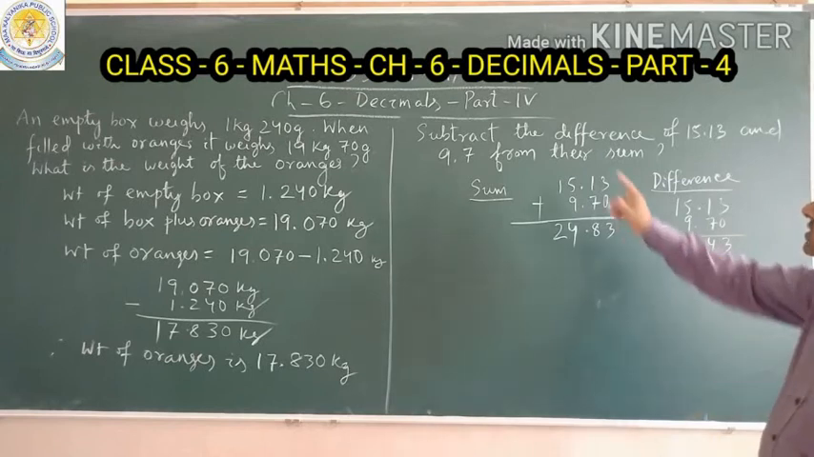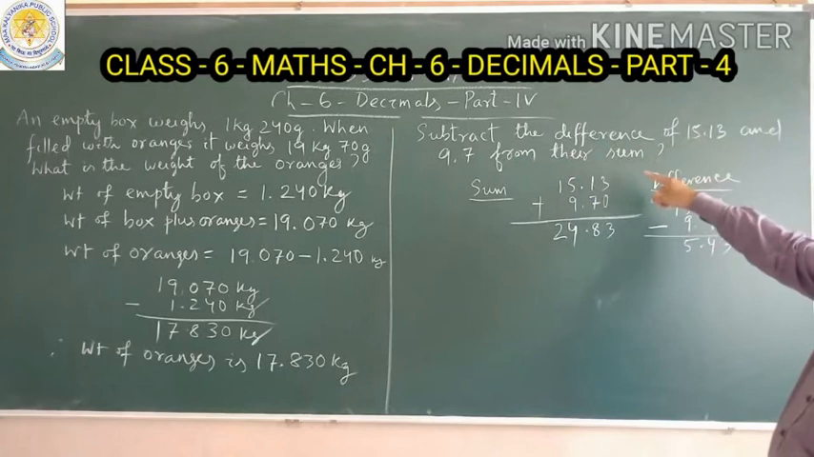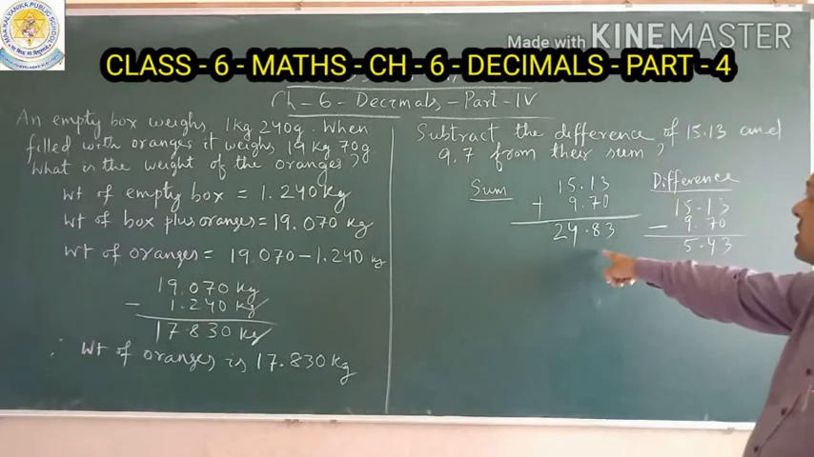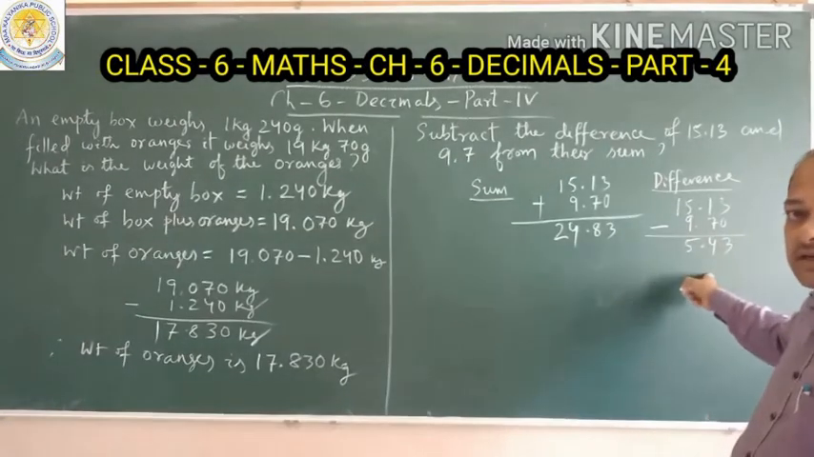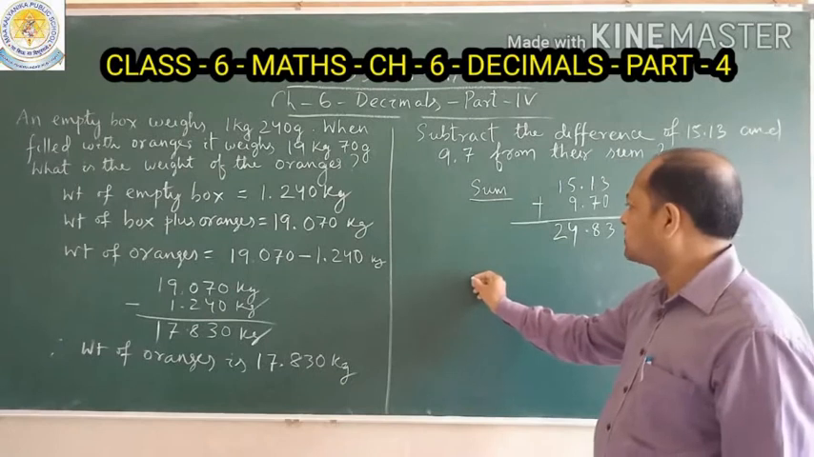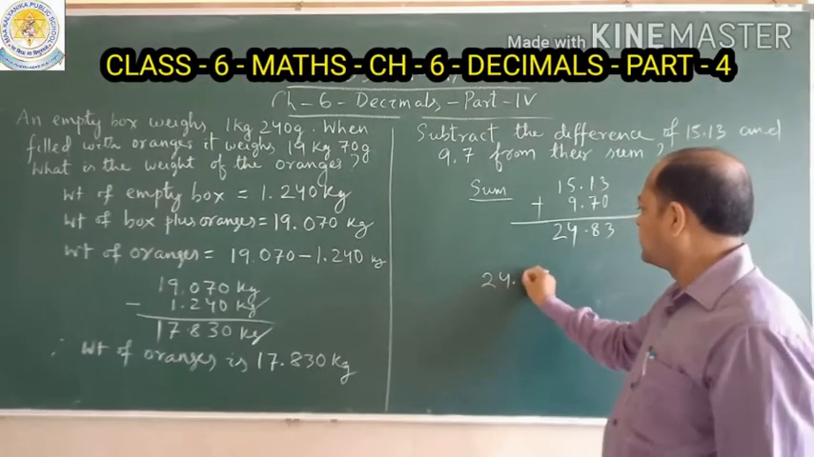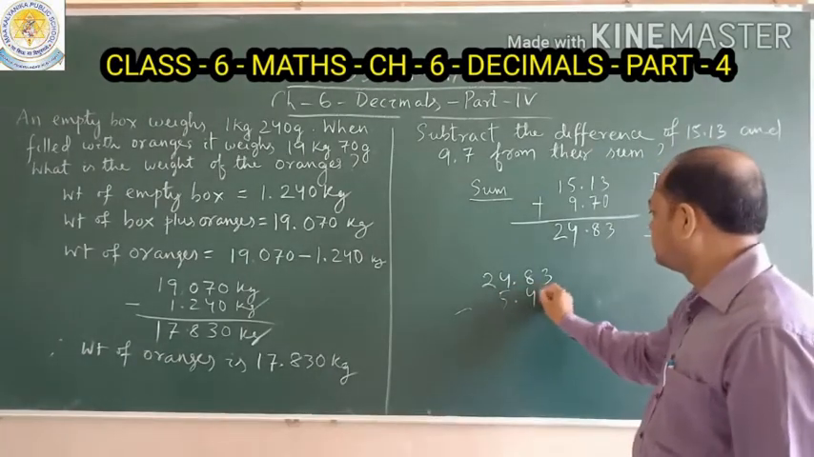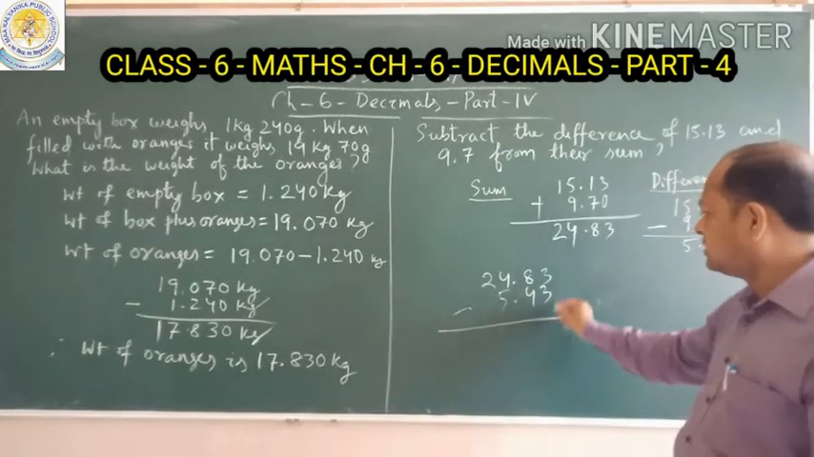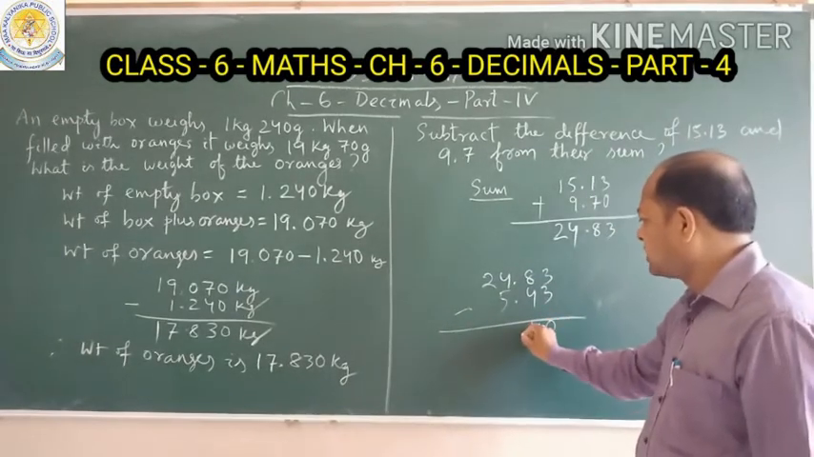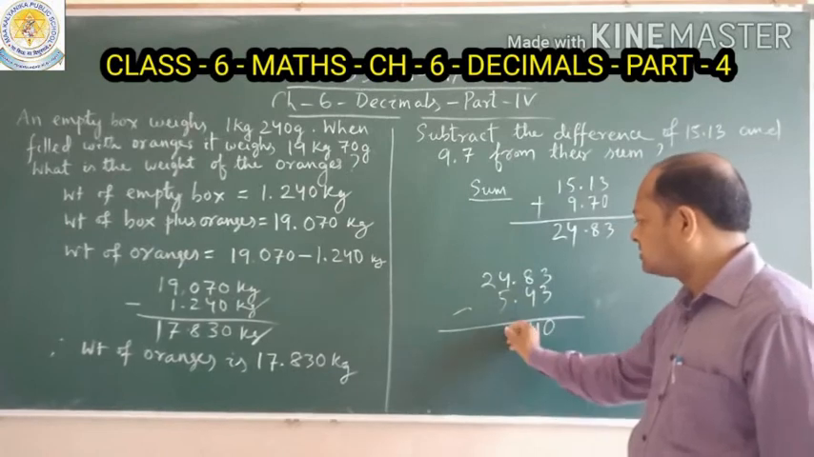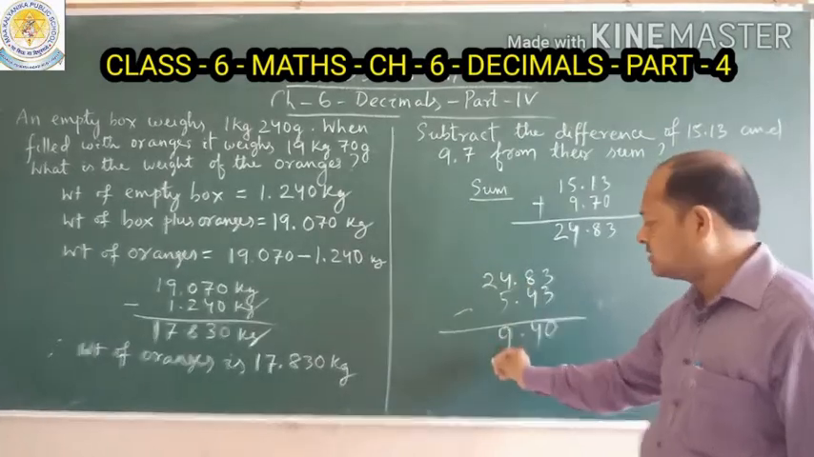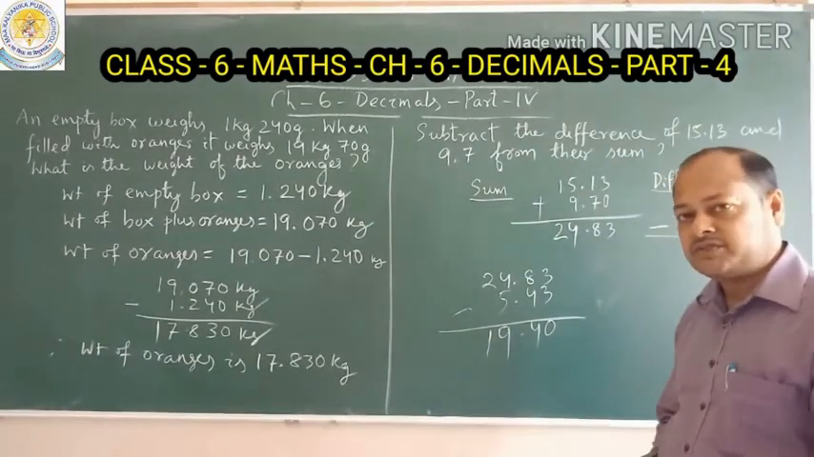5.43. So the question is saying subtract the difference of this from their sum. So this is the difference and this is the sum. So from the sum you have to minus the difference. So now the subtraction operation. 24.83 minus 5.43. So do the minus operation. 3 minus 3 is 0, 8 minus 4 is 4 here. So 14 minus 5 is 9. And because 1 is carried, here it is 1. So 19.40 is the solution.